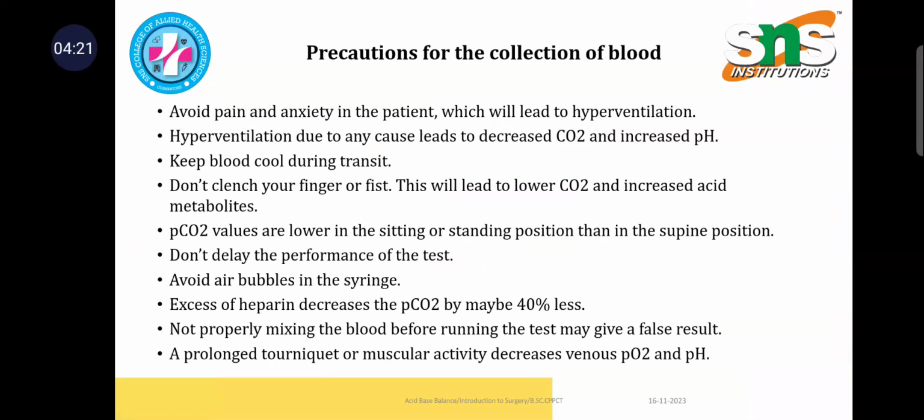The precaution you have to take is that you should not make the patient have pain or anxiety during this technique, because hyperventilation will occur, and that will reverse the result of the acid-base disorder. You want to maintain the partial pressure of carbon dioxide level by giving the patient rest in a supine position. And the patient should not clench his fingers too.